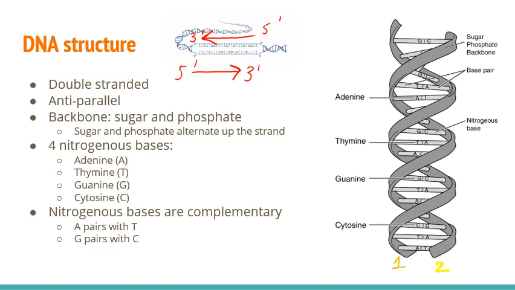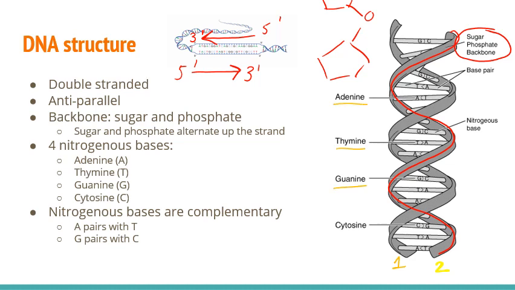When we look at DNA, our backbone, so the backbone is this bit of the strands, is made up of sugar and phosphate. And those two substances sort of alternate. You'll have a sugar attached to a phosphate, attached to a sugar, and so on, all the way up. We also find within the structure of our DNA 4 nitrogenous bases: adenine, thymine, guanine, and cytosine. And we commonly shorten those to A, T, G, and C.